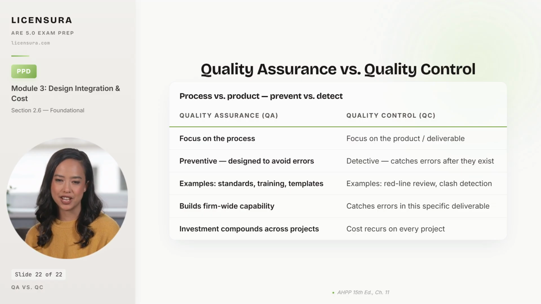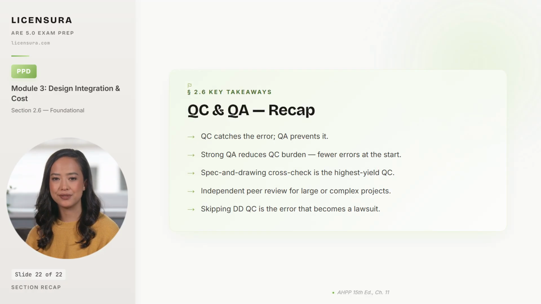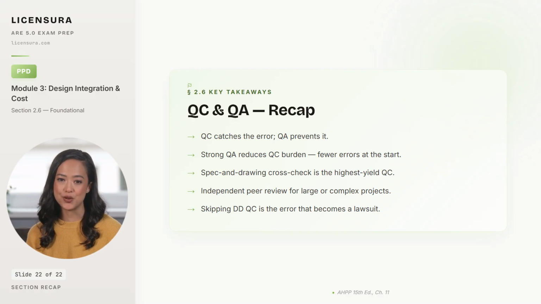Walk away with these 4 takeaways, and your QA versus QC answers come quickly. 4 takeaways on quality control and quality assurance. QC catches the error in this deliverable. QA prevents the error from occurring through firm-wide process and standards. And the exam will hand you a question that tests whether you can distinguish process improvement from product review. Strong QA reduces QC burden because fewer errors reach the deliverable stage to be caught, and firms that invest in QA ship cleaner work with less rework cost.